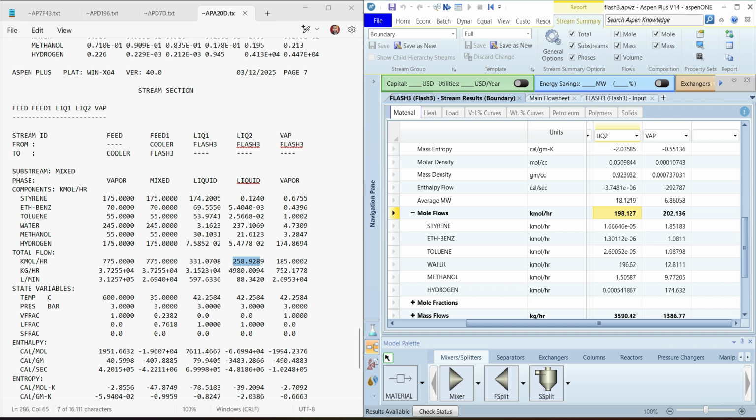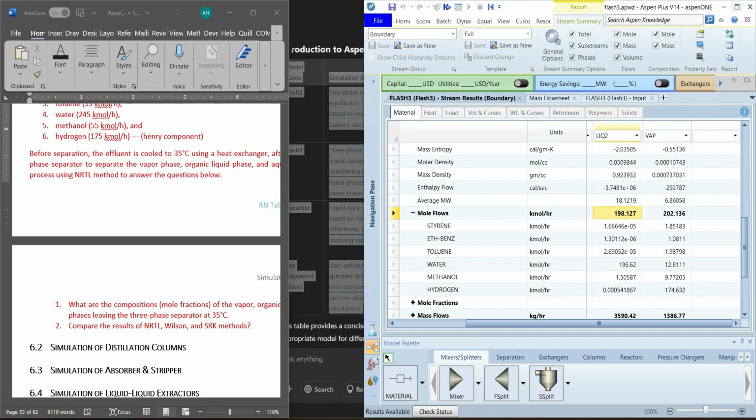The NRTL method assumes activity coefficient based calculations of the liquid phase non-idealities. However, the SRK method assumes fugacity coefficient based estimation of the non-ideal liquid phase behavior. So because of the different estimation methods of the liquid phase non-idealities, we can clearly see a different result between the two methods. As far as hydrogen is concerned, since hydrogen is the primary major gas phase component, both methods have done a pretty good job in the comparison. So this is how we can compare different results of the methods.